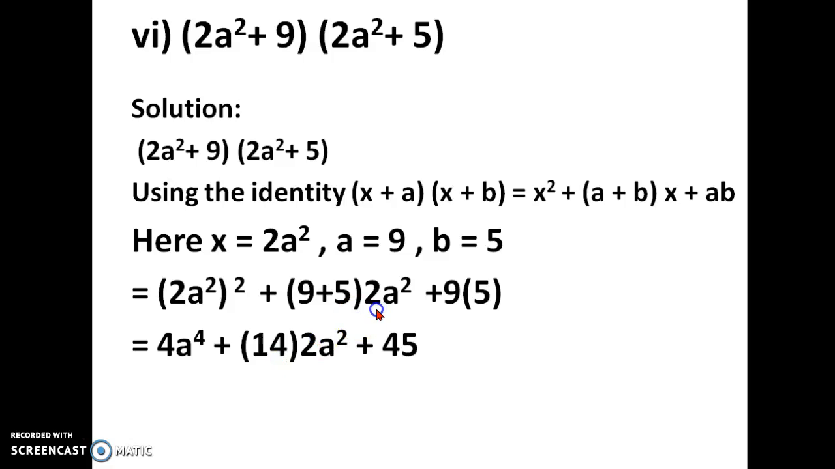And what is x here? x value is 2a square. So that is outside here. Okay, then 9 into 5 is 45. Now multiply 14 and 2. So then you will get the final product value. So 4a to the power of 4 plus 14 into 2 is 28, 28a square plus 45.